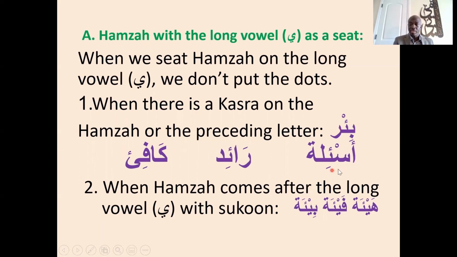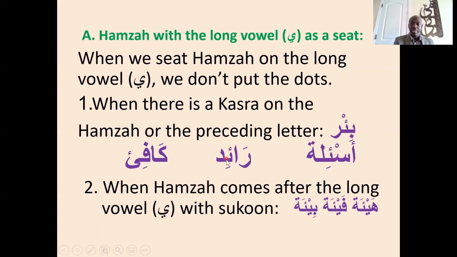As'ila, as'ila is questions. We only focus on the hamza and the letter that precedes the hamza. So in that case, the letter sin and the hamza. And as you can see here, the letter sin has the sukoon and the hamza has the kasra. So the kasra dictates the ya as a seat. So that's why we seated the hamza on the ya.